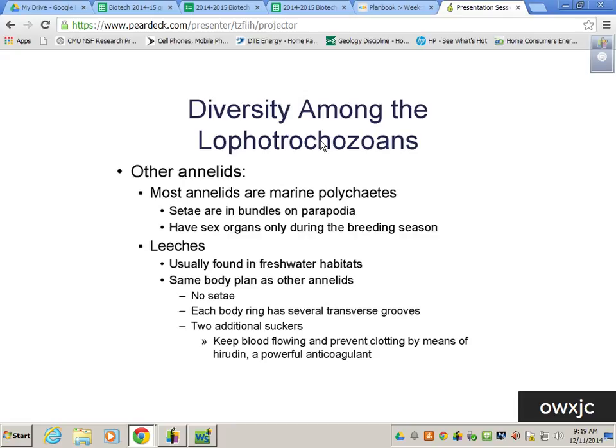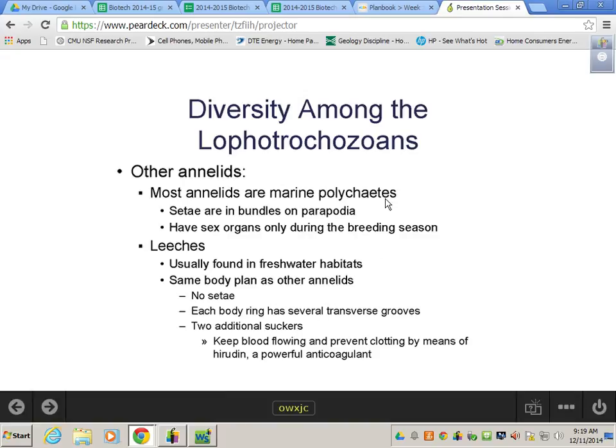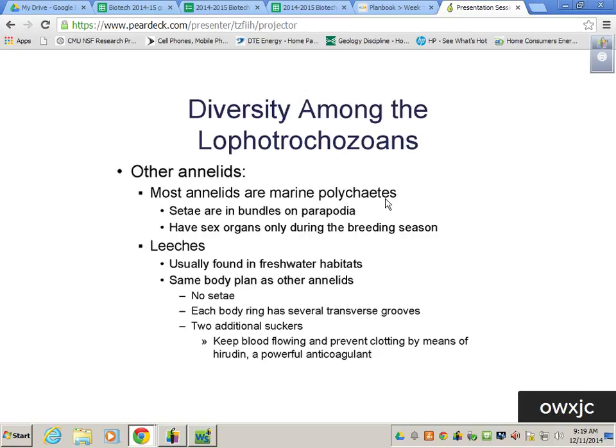So they're usually found in freshwater habitats. We got a lot in Michigan. A lot of times you find them under lily pads. Each body ring has several transverse grooves, and there's 2 additional suckers. They keep the blood flowing and prevent clotting by means of hirudin, which is basically an anticoagulant. Leeches are nasty little things.